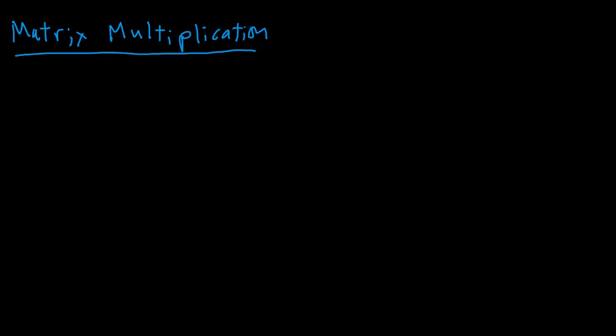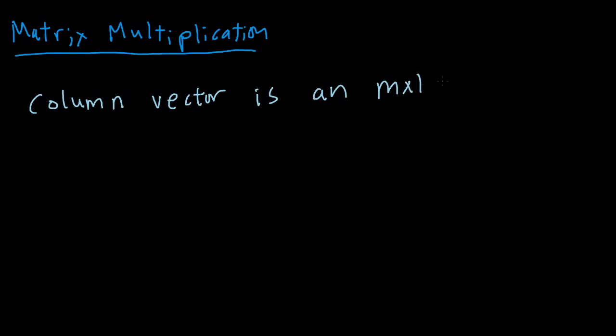But it's actually basically what we were just doing earlier. So here's the thing. A column vector can be thought of as an m by 1 matrix. So remember that the first number is the number of rows and the second number is the number of columns. So a column vector is just one column.